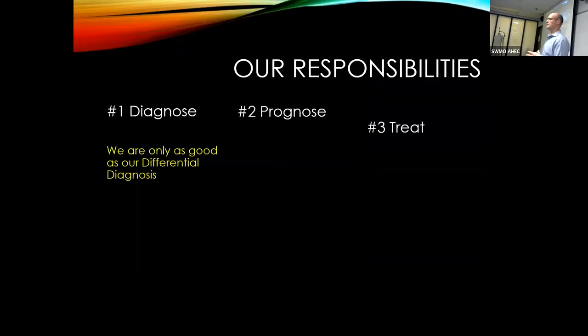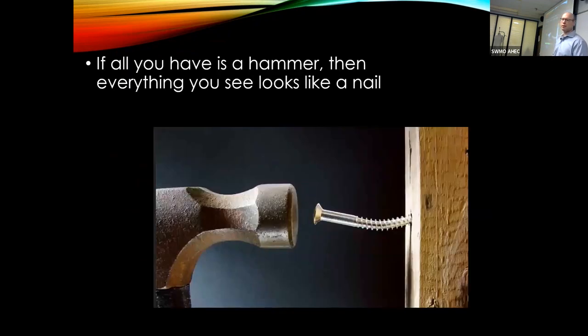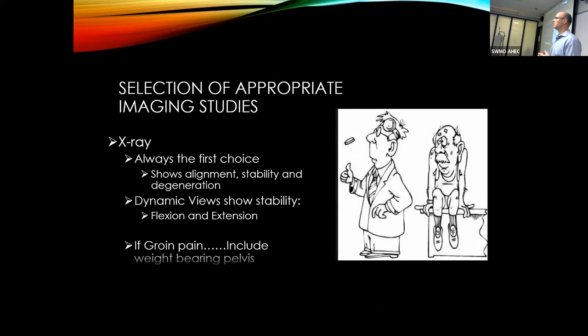Here are our responsibilities as a physician, and they're in order of importance. Number 1, to diagnose. Number 2, prognose. And the least important is to treat. We are only as good as our differential diagnosis. Because if all you have is a hammer, if your treatment is just one thing, everything looks like a nail. And that happens a lot, especially in spine surgery and orthopedic surgery. We tend to be very, very narrow-minded. When we have a good solution for something, we put patients in that box of that something because it's easy to treat.